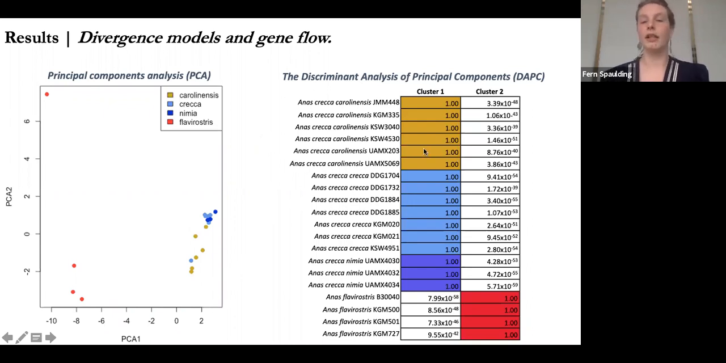Here on the right-hand side, we have our discriminant analysis of principal components results, which is an assignment test of probabilities. And here, this shows a very similar relationship to our PCA analysis, showing the 3 subspecies of Holarctic green-winged teal to form one cluster, while the yellow-billed teal forms its own cluster here. So these 2 plots pair nicely with each other.